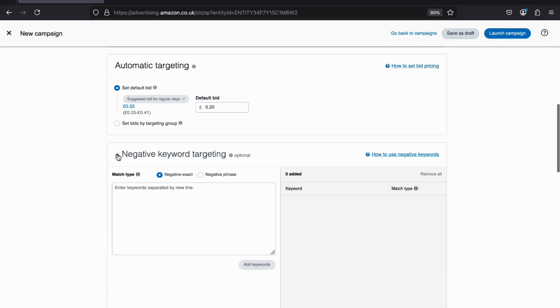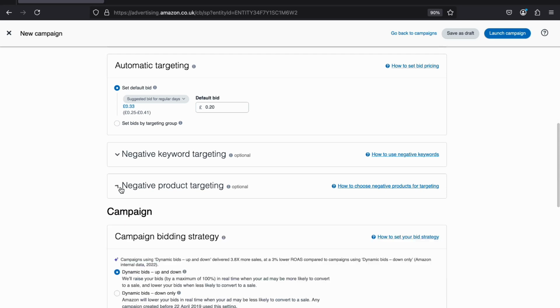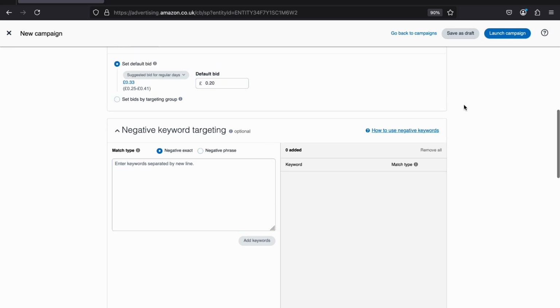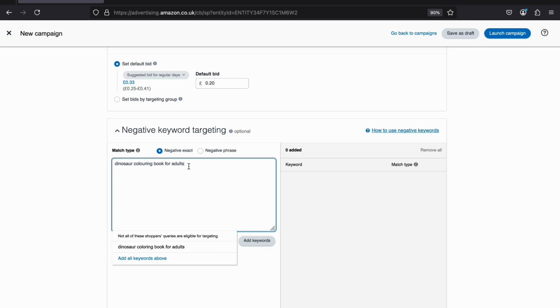Then I have the options for negative keyword targeting and negative product targeting. This basically means you can put in any kind of keyword that you don't want your book to show up against. So let's just say for the example of this ad here, if I had a dinosaur coloring book for kids, specifically for the kids market, I do not want my ad to be showing up anytime someone types in dinosaur coloring book for adults. I'm not sure how many people would be searching this in, but every time someone searches it in, we do not want our ad to be shown against that because our book is for kids.